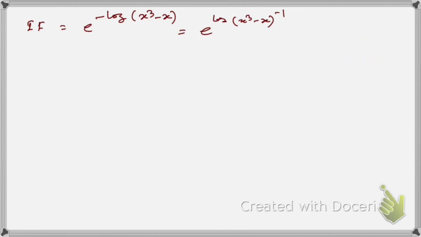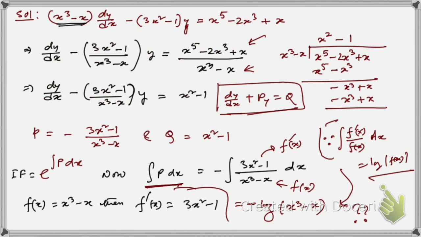So now you see, just wait, let me write it properly. As we have e to the power log, we can write x cube minus x whole to the power minus 1, or we can write the integrating factor is 1 by x cube minus x. This is the integrating factor. So now what was the differential equation? This is the differential equation.